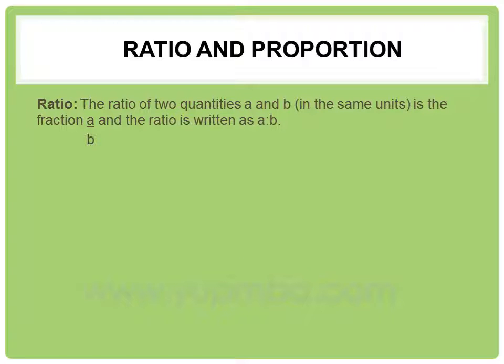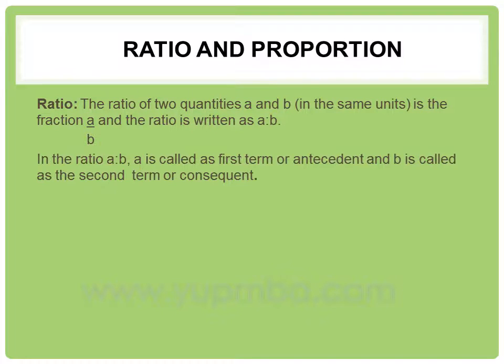Ratio. The ratio of two quantities, A and B, in the same units, is the fraction A by B, and the ratio is written as A is to B. In the ratio A is to B, A is called the first term, or antecedent, and B is called the second term, or consequent. In the ratio 4 is to 7, antecedent is equal to 4. Consequent is equal to 7.